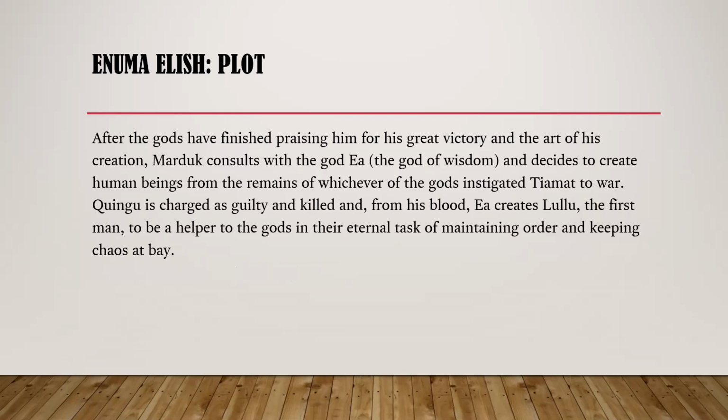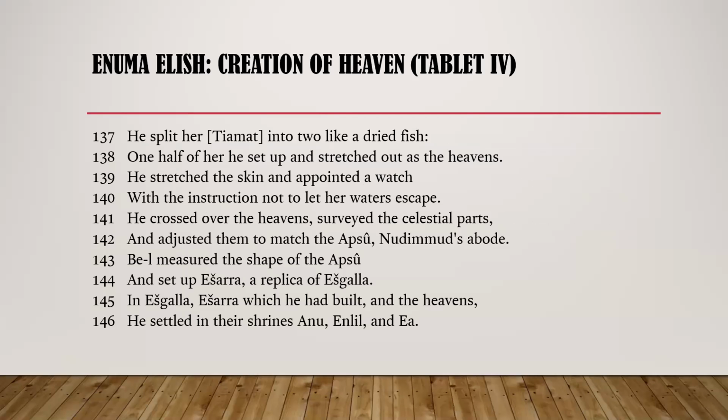After the gods have finished praising him for his great victory and the art of his creation, Marduk consults with the god Ea and decides to create human beings from the remains of the gods. And Kingu is charged as guilty and killed, and from his blood, Ea creates Lulu, the first man, to be a helper of the gods in the eternal task of maintaining order and keeping chaos at bay. Now, let us try to read the text of how the creation is actually described in the epic.